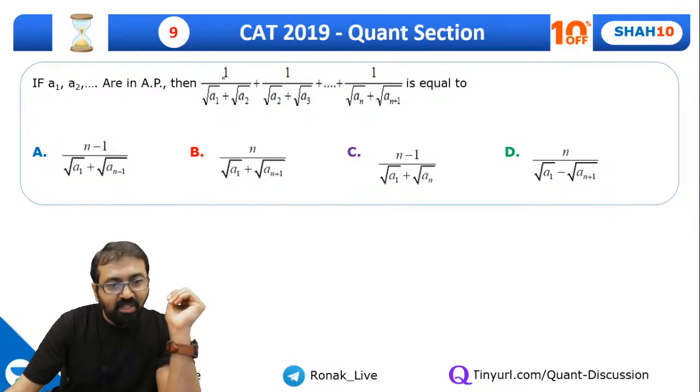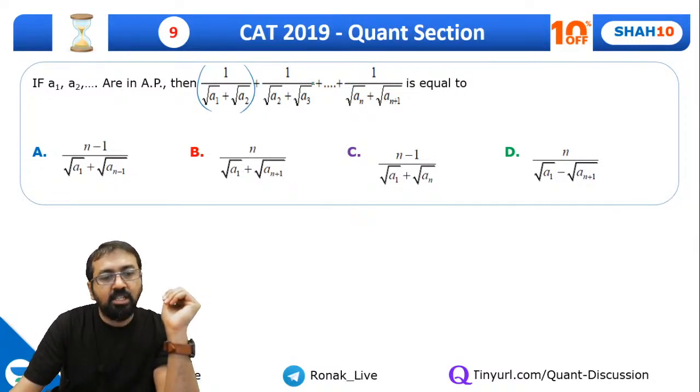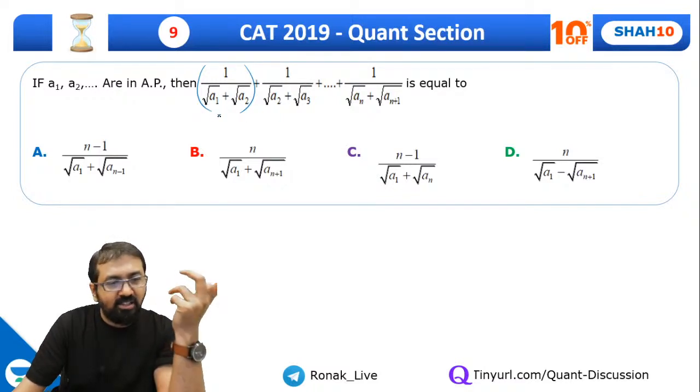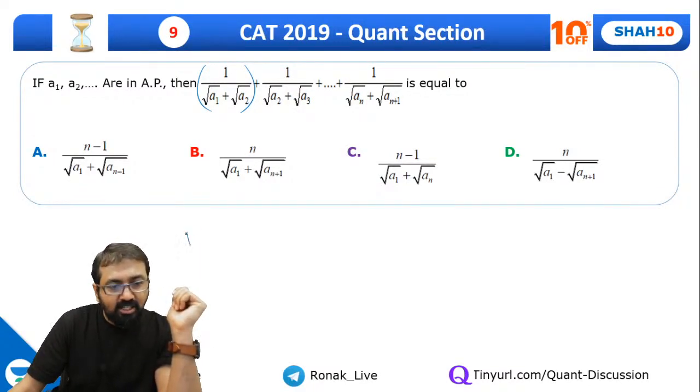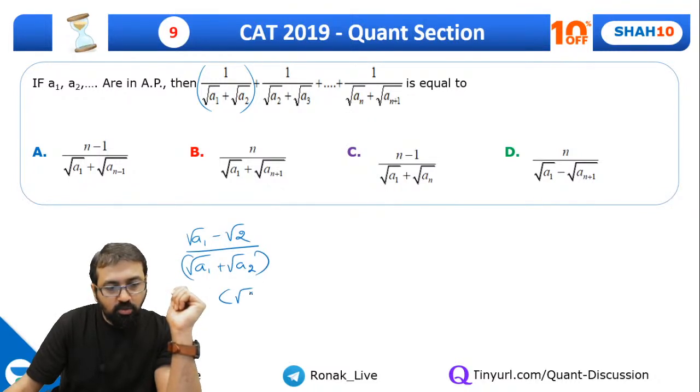So can I say this term will be multiplied by under root of this, which can be thought of as, if you want, you can just shift it either way. So you can multiply both numerator and denominator by under root of a1 minus under root of a2. So I'll get under root of a1 minus under root of a2 upon under root of a1 plus under root of a2 into under root of a1 minus under root of a2. So what I've done is I've multiplied numerator and denominator of the first term by under root of a1 minus under root of a2.